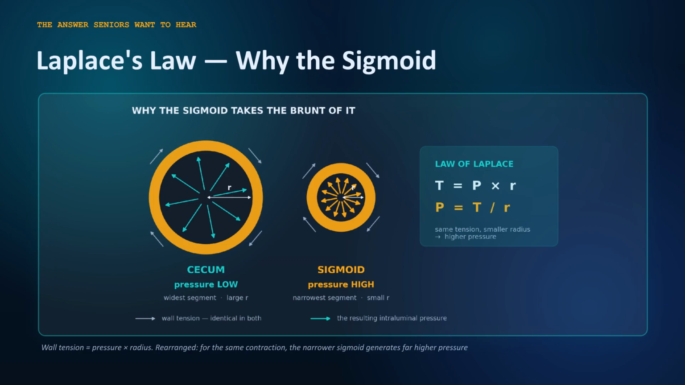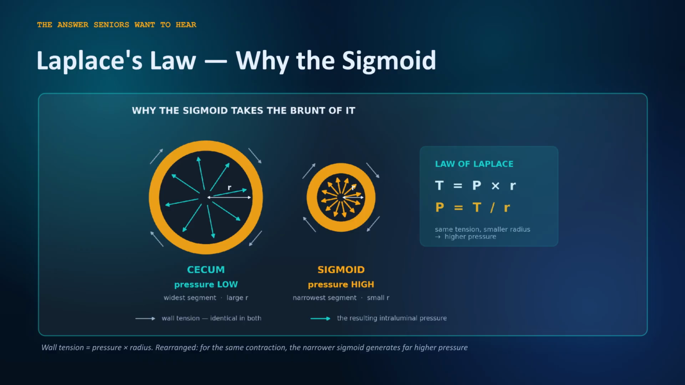Why the sigmoid? The answer is the law of Laplace. Say it, Laplace. For a cylinder, wall tension equals pressure times radius. Rearrange that, and pressure equals tension divided by radius. Look at the two circles here. The cecum is the widest part of the colon.